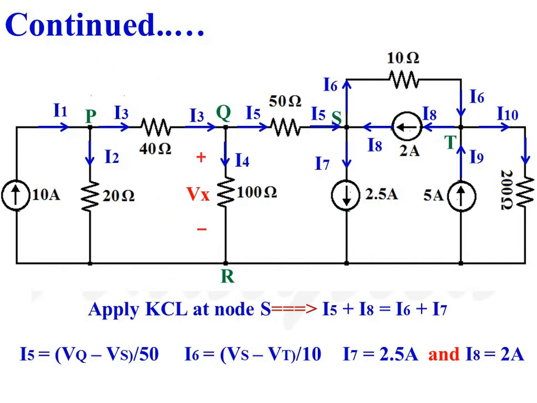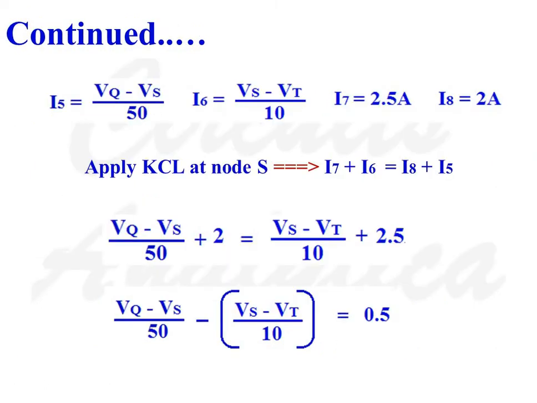Apply KCL at node S. There are four currents associated with node S. I5 and I8 are the incoming currents while I6 and I7 are the outgoing currents. I5 is equal to (Vq minus Vs) divided by 50. I6 is equal to (Vs minus Vt) divided by 10. I7 is equal to 2.5 ampere and I8 is equal to 2 ampere. Therefore, according to KCL, we can write I6 plus I7 is equal to I8 plus I5.